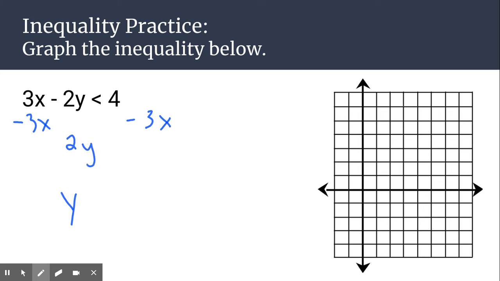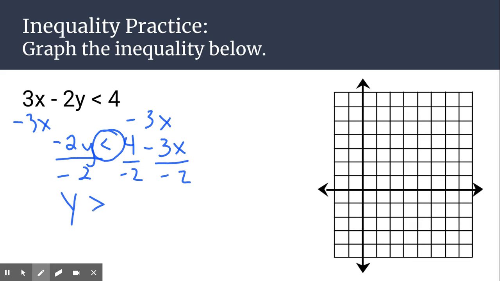I end up with 2y is less than 4 minus 3x. 4 and 3 can't combine because it's 4 minus 3x. They're not like terms. And I made a mistake there. Let's get the negative involved. And now I have to divide everything by -2. And I'm going to divide every term by -2. So now I have y is, this was less than, but I've divided by a negative, so now it's greater than -2 plus, because a negative divided by a negative is a positive, 3 over 2x.